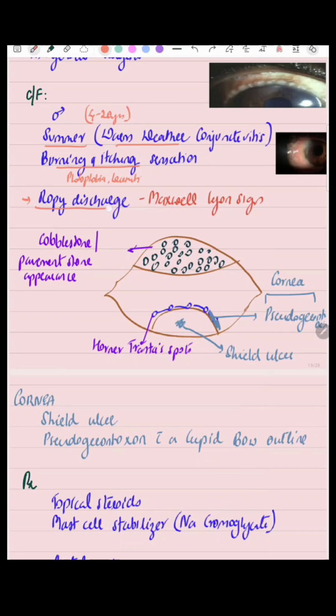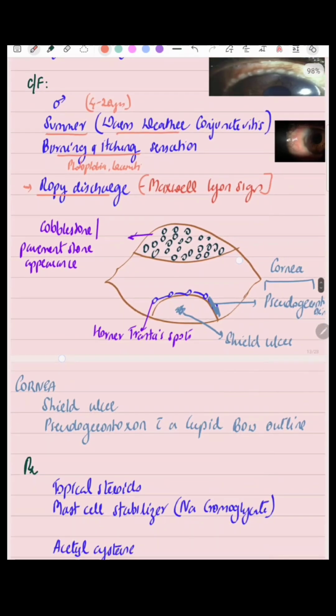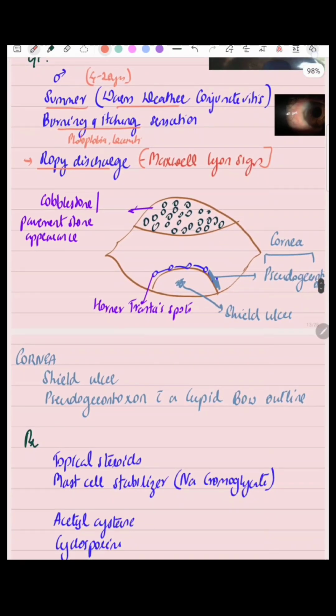There is this ropey discharge known as Maxwell-Lyon sign. Now the palpable form has cobblestone or pavement stone appearance. Papillae hypertrophy is here. These papillae hypertrophy to produce cauliflower-like excrescence of giant papillae.